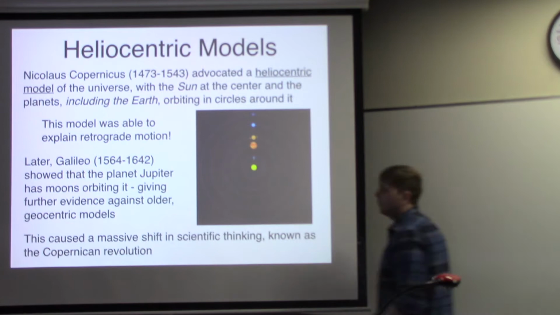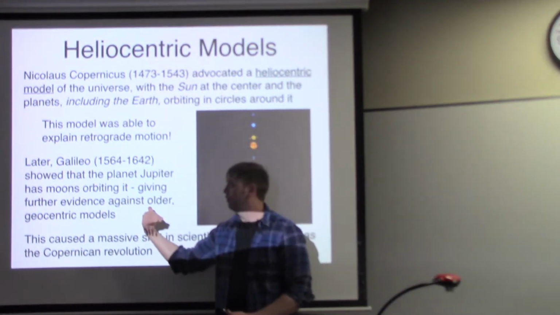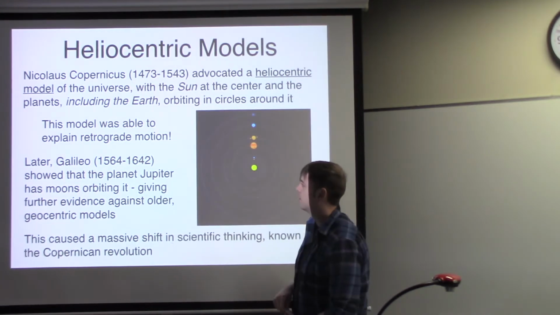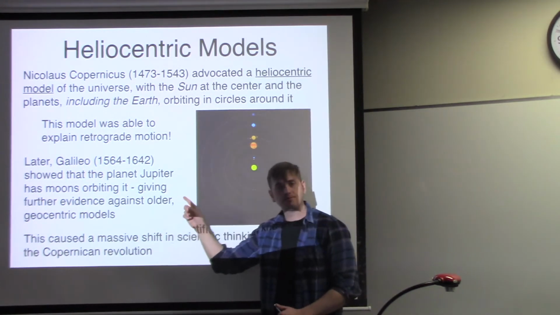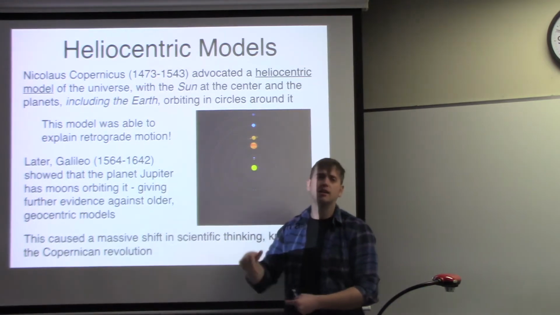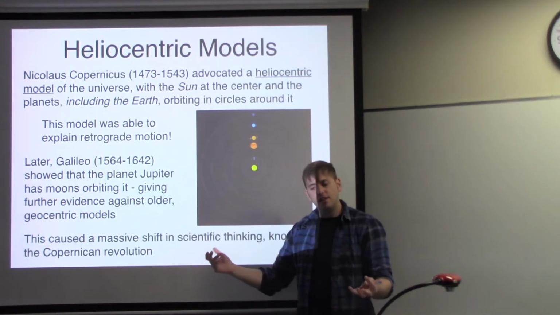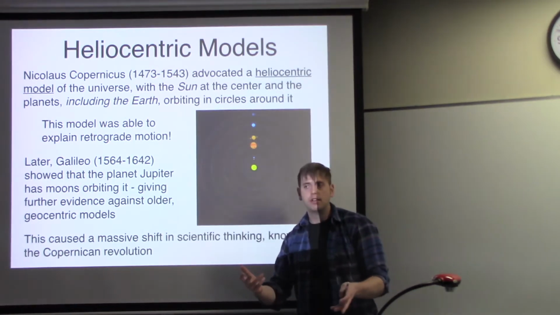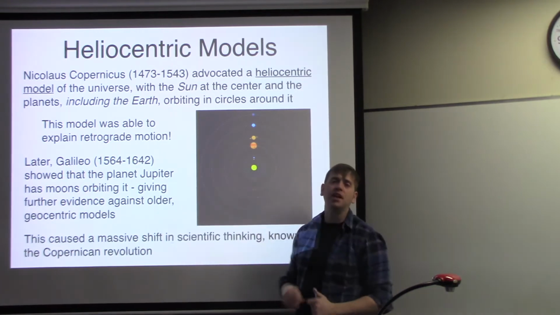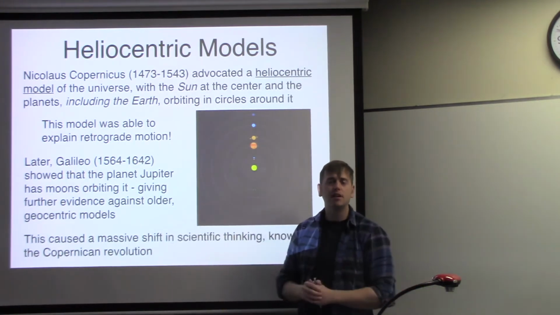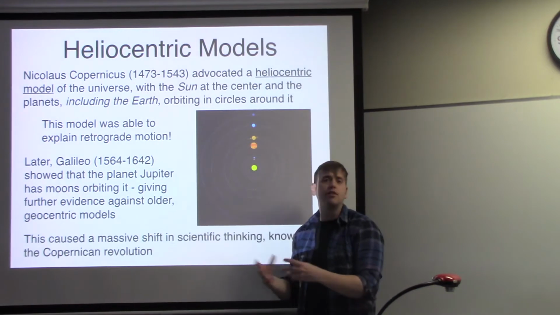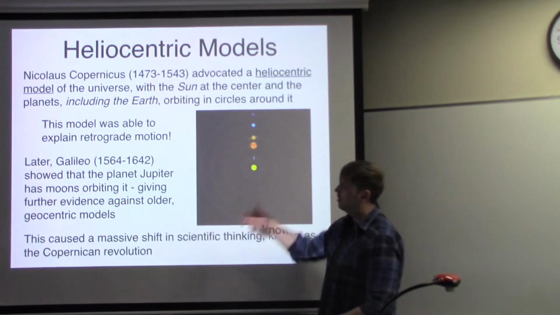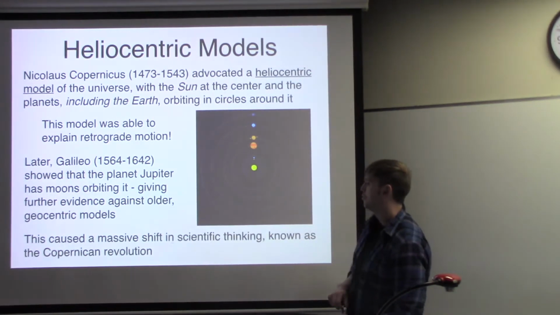And as further evidence against the geocentric model of the universe, Galileo, who lived about 100 years after Copernicus, showed that the planet Jupiter actually has moons that are orbiting it. So let's think about that. If the Earth is at the center of the universe and everything is orbiting around the Earth, how could Jupiter possibly have any moons that go around it? Right? So it's really not the case that Earth is the center of all motion in the universe. That's what Galileo showed, in addition to this idea of retrograde motion.